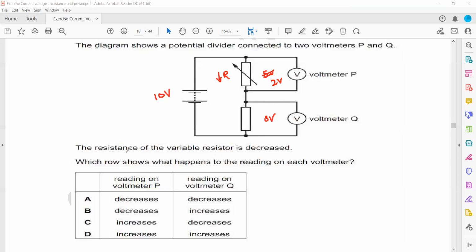So in the question they mentioned the resistance of the variable resistor decreases. If resistance decreases, what will happen to the voltmeter reading at P? That reading will decrease. In comparison, what will happen to the reading of voltmeter Q? That will increase. So the reading on voltmeter P will decrease, and the reading on voltmeter Q will increase. That's why B is the right answer. Is it clear?